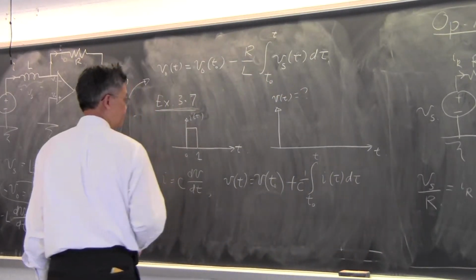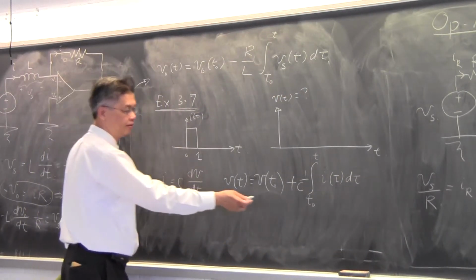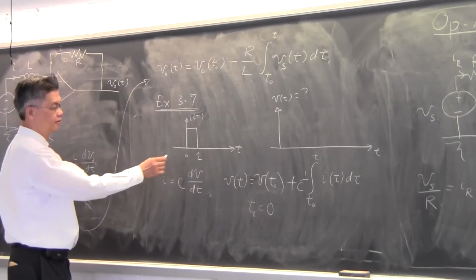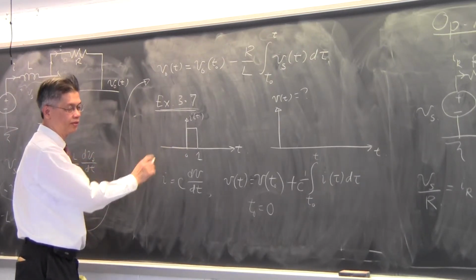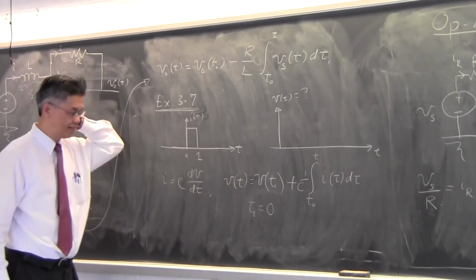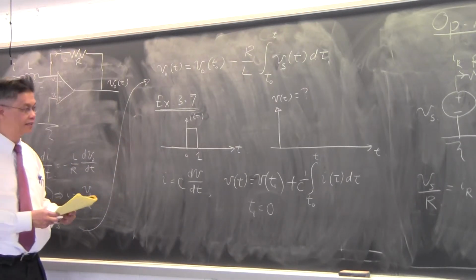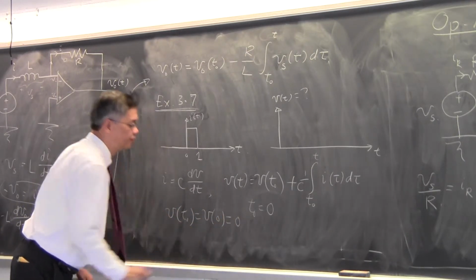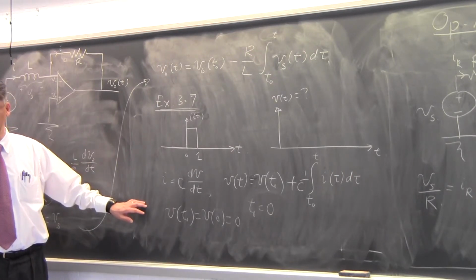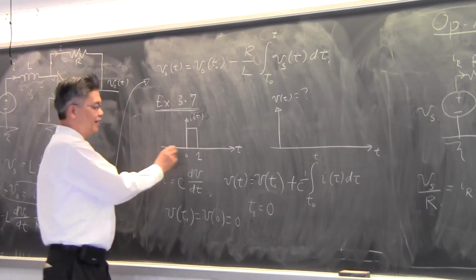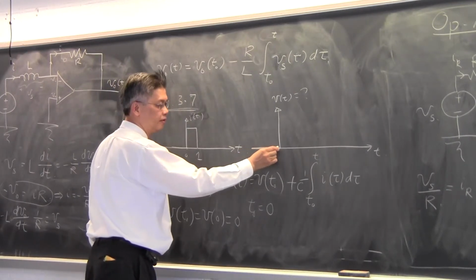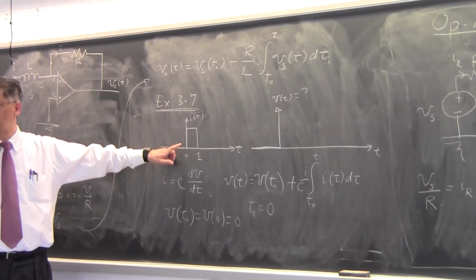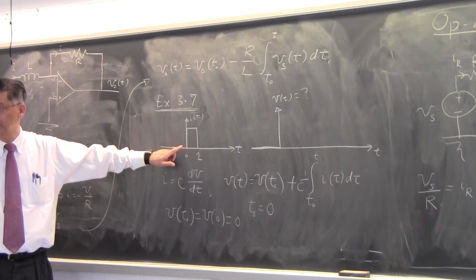There was no current I of t, and let's assume that t0 is equal to 0. So for t less than 0, there's no current. I of t is equal to 0, so nothing contributes from this integral if t is less than 0. And let's assume that V of 0 is equal to 0. The initial voltage is equal to 0. So I know that before anything happens, the voltage here must be 0. And then if I go beyond t equal to 0, I'm going to integrate this box function.